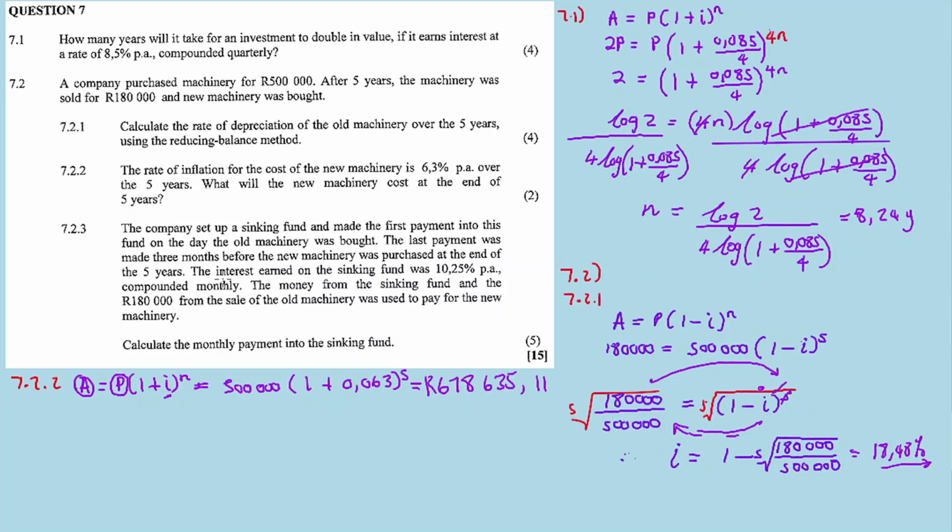The interest earned on the sinking fund was 10.25% per annum compounded monthly. The money from the sinking fund and the 180,000 rand from the sale of the old machine. So this old machine, they sell it, right? And after they finish selling it, they take this 180,000 rand and use it to buy a new machine. From the sale of the old machine was used to pay for the new machinery.